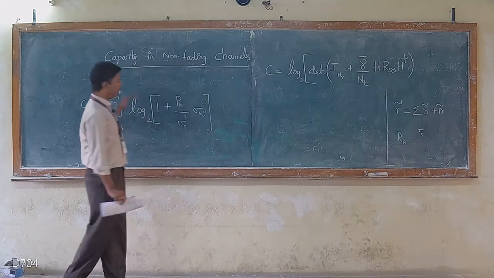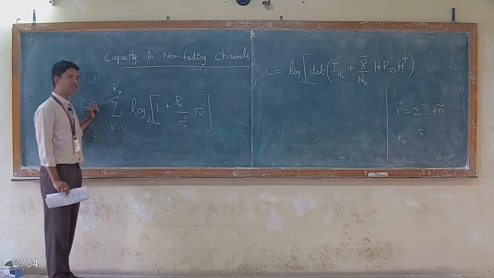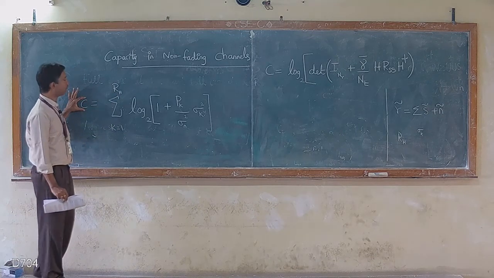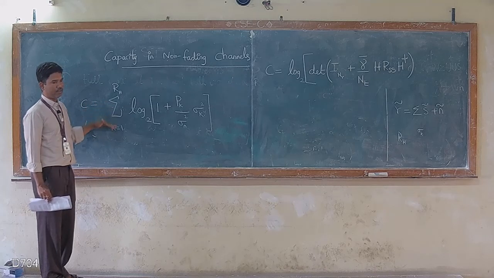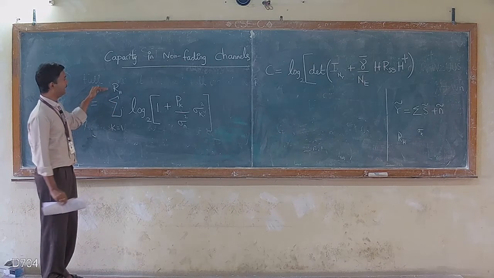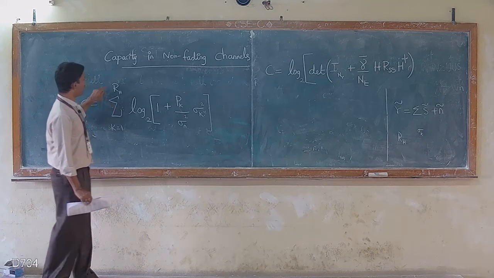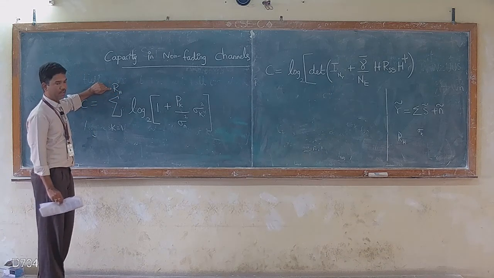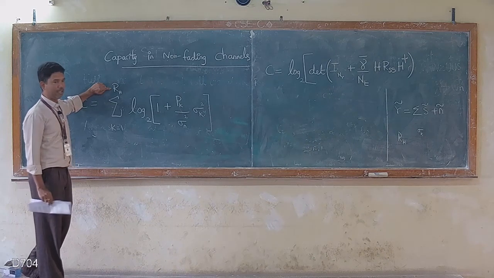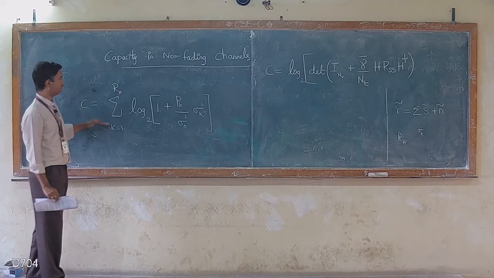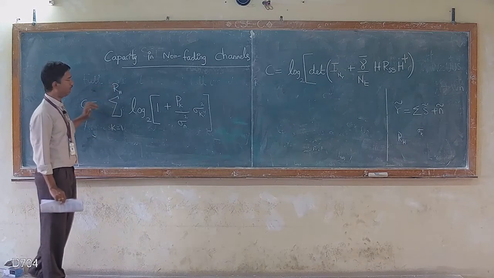For parallel channels, the total capacity is the sum of the individual channel capacities. So to find the total capacity, we are going to sum up the capacities of each and every individual eigen mode, that is, parallel channel. So totally how many parallel channels do we have? We have RH, which is the rank, the number of non-zero entries of the diagonal matrix. We have RH parallel channels. So total capacity is just the sum of all the individual capacities.